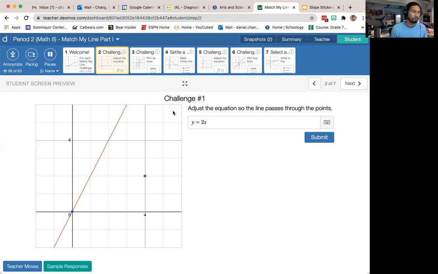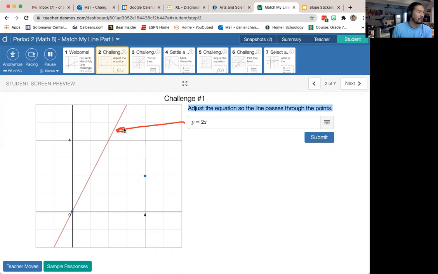All right, let's see if that works. Anyways, here's your first challenge. It says adjust the equation of the line so that it passes through the points. So you've got an equation, y equals 2x, and that represents the red line that you see. This equation matches this red line.